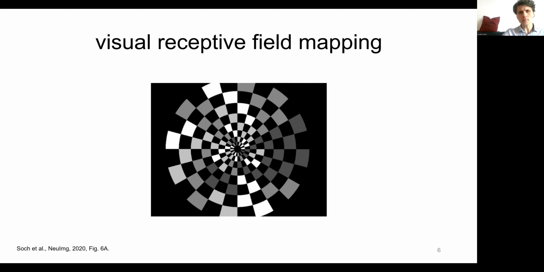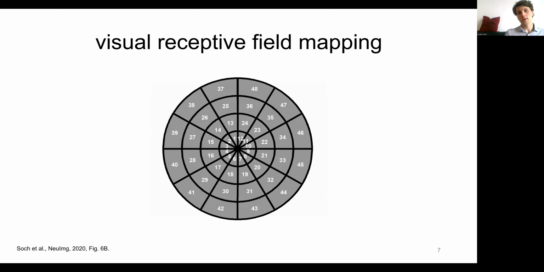The stimulus that we used can be subdivided into 48 individual sectors, which are organized in 4 rings from inner to outer, and in 12 segments, which correspond to the angular direction within the visual field.